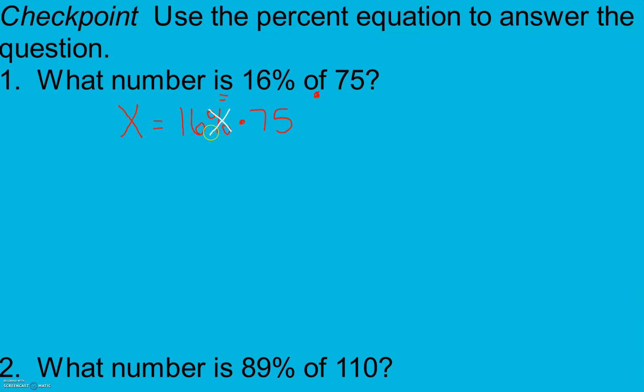Get rid of our percent and write it as a decimal. When we multiply here, we get 12. So 12 is 16% of 75.